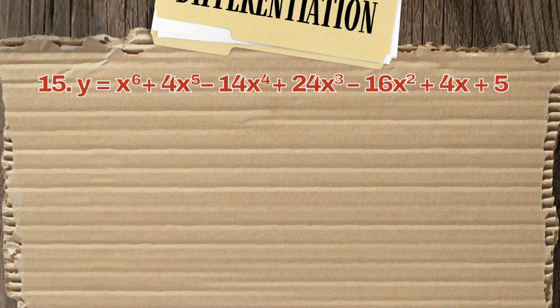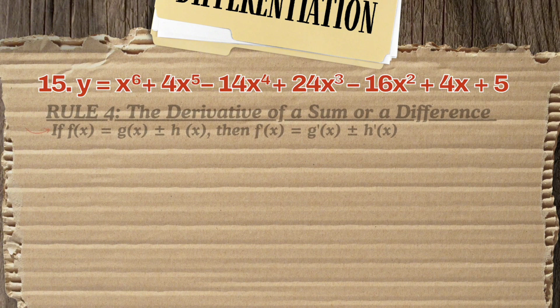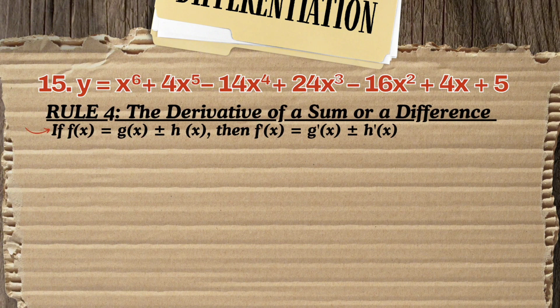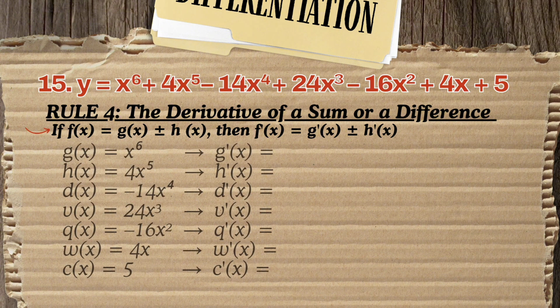For the last number, which is number 15, we have x raised to 6 plus 4x raised to 5 minus 14x raised to 4 plus 24x raised to 3 minus 16x raised to 2 plus 4x plus 5. For this function, we're also gonna apply the rule number 4, which is the derivative of sum or a difference. So first, let's find the derivative to each term.